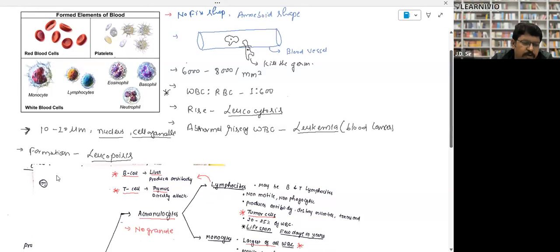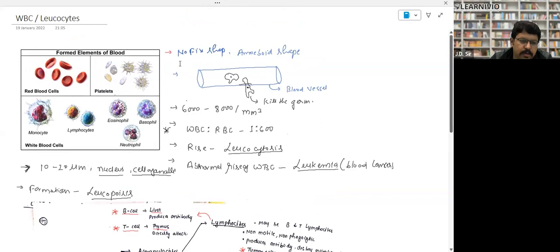Formation of WBC is called leukopoiesis. Fine. Like we have studied that formation of RBC is called erythropoiesis, so formation of WBC is called leukopoiesis. There is no fixed shape, right? Or they have the amoeboid shape.